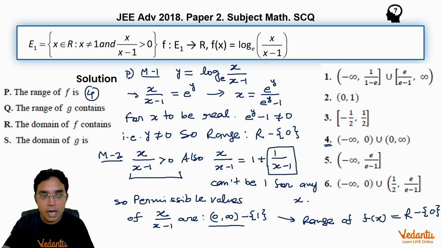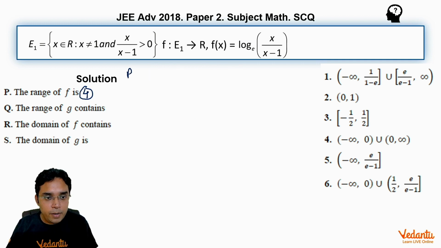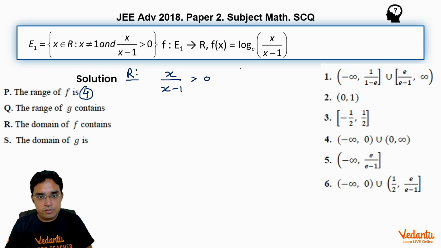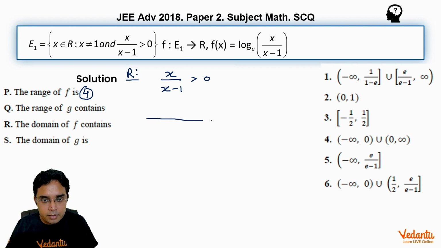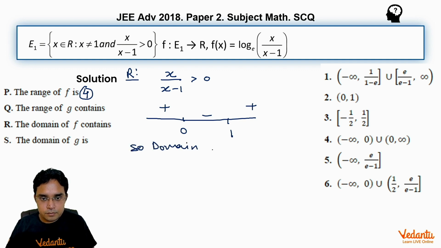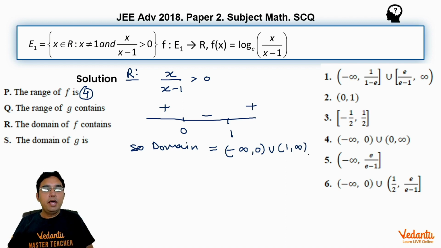Now coming to R part. Now to solve this R part, I think it's the easiest part of all these 4. We just have to equate x upon x minus 1 greater than 0, because log can be defined only for positive numbers. Now using the wavy curve method, its critical points are 0, 1. So positive here, negative here, positive here. So domain will be minus infinity to 0, union 1 comma infinity, open bracket at 0 as well as 1.